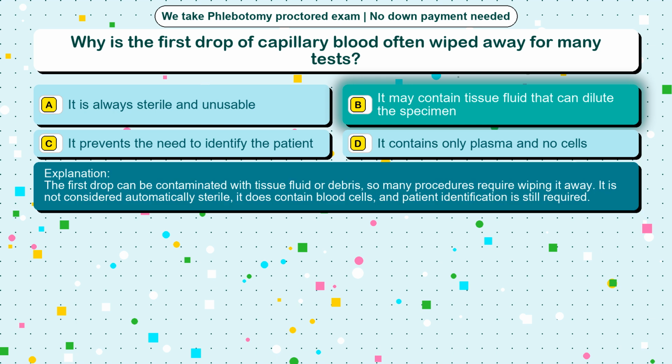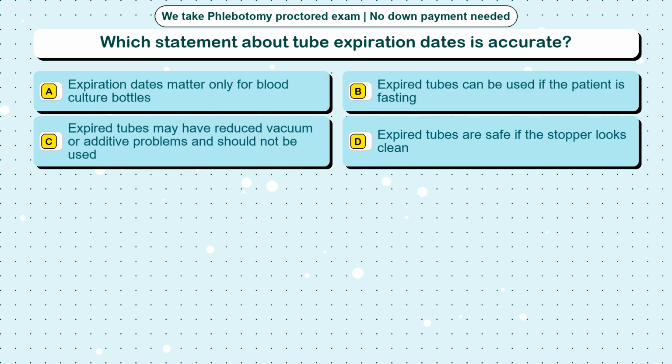The first drop can be contaminated with tissue fluid or debris, so many procedures require wiping it away. It is not considered automatically sterile, it does contain blood cells, and patient identification is still required. Question 75. Which statement about tube expiration dates is accurate?